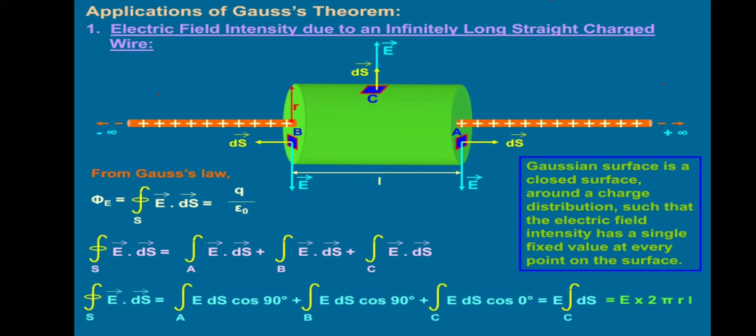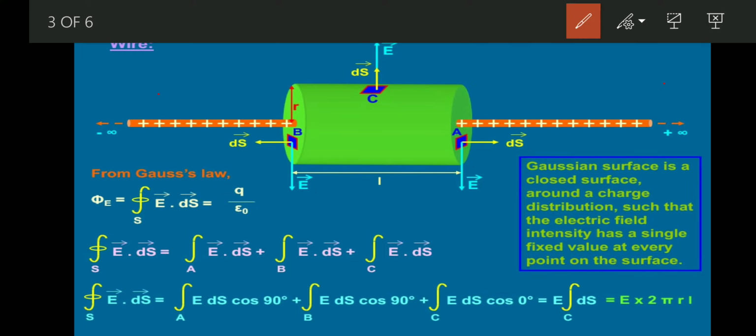So here, in this given situation, we have a long straight wire, which is positively charged. Now we have to find the electric field intensity of this given wire. Since the wire is positively charged, the electric field will be radially outward, that is perpendicularly outward. So you can see the electric field intensity along this direction and along this direction.